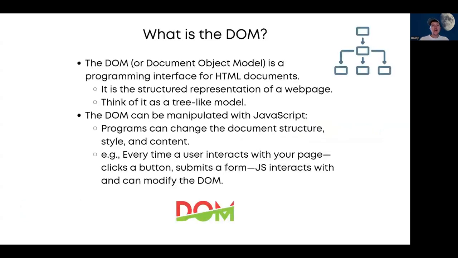So first off, what is the DOM? The DOM, or the Document Object Model, is a programming interface for HTML documents. It's the structured representation of a web page. You can think of it like a tree-like model. The DOM can be manipulated, primarily with JavaScript. Programs can change the document structure, style, and content. So for instance, every time a user interacts with a web page, clicks a button, or submits a form, JavaScript interacts with and can modify the DOM.